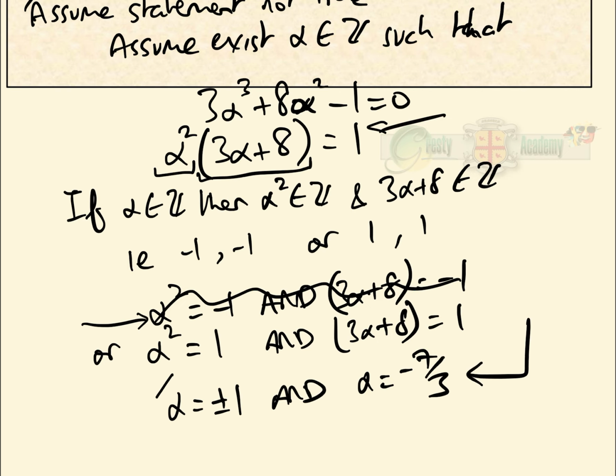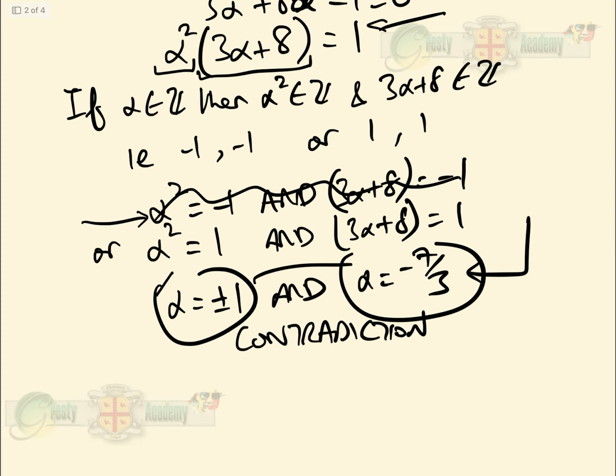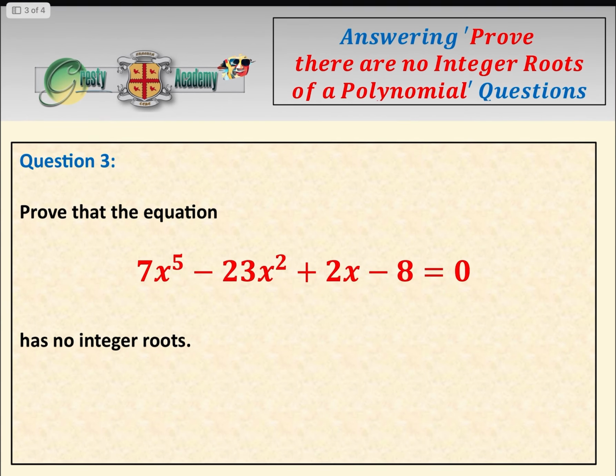Well, to start with, that's not an integer. And secondly, we have a contradiction here because it can't equal both of those. And so our conclusion, because we found ourselves an impossible contradiction, is that the equation 3x cubed add 8x squared minus 1 equals 0 has no integer roots. Okay, so that's question number 2. Let's have a look at question number 3.